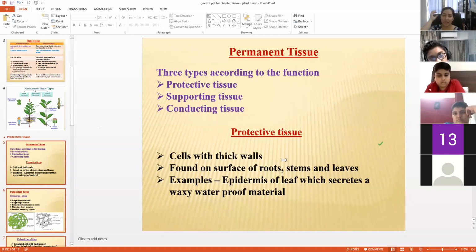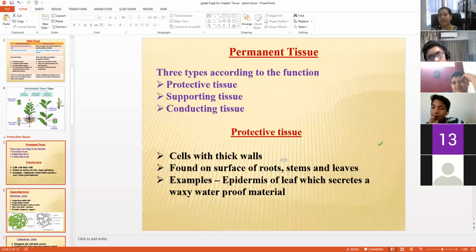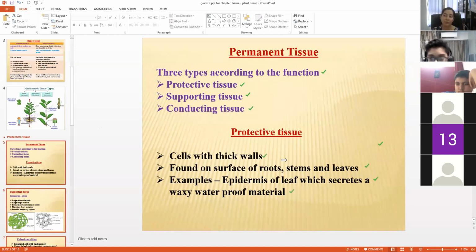Now students, the function that each and every tissue is doing is in the name itself. For example, when I say it's a protective tissue, that means it is helping in protection of the plant. Epidermis: protection from adverse conditions. When I'm saying it is a supportive tissue, it is helping to support the plant. This plant is erect.